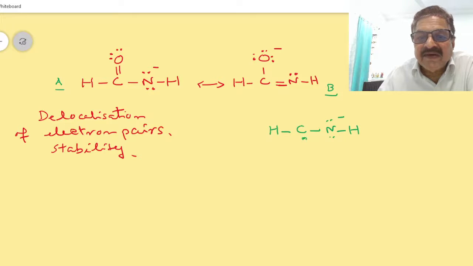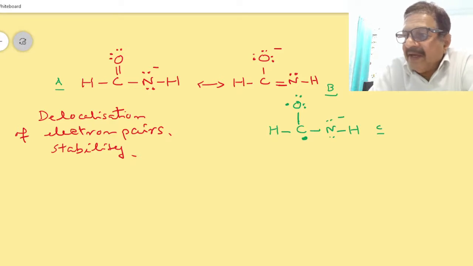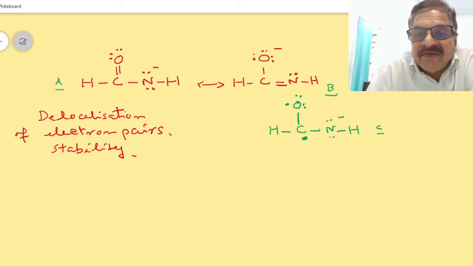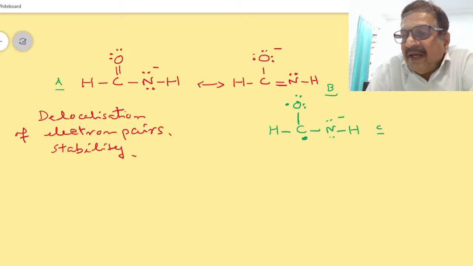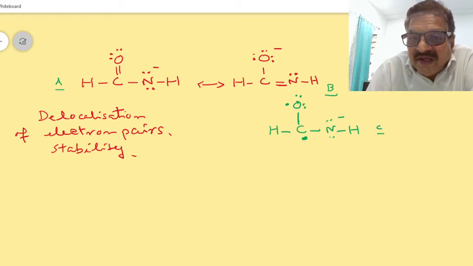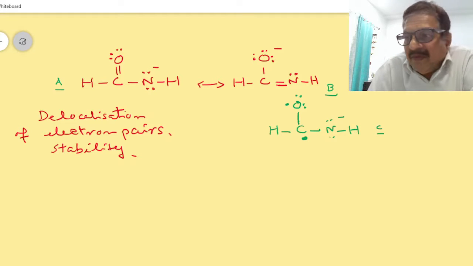Now, one single electron here. This is an unpaired electron here. And here, in this oxygen atom, we are writing one unpaired electron here. Okay. Now, if you draw a structure of this nature, that is, this is C, this C is not a resonance structure of A and B here. In A and B there are no unpaired electrons, whereas in the case of C, there is an unpaired electron on the carbon atom. Correct? That is, this is not a resonance structure of A and B here.